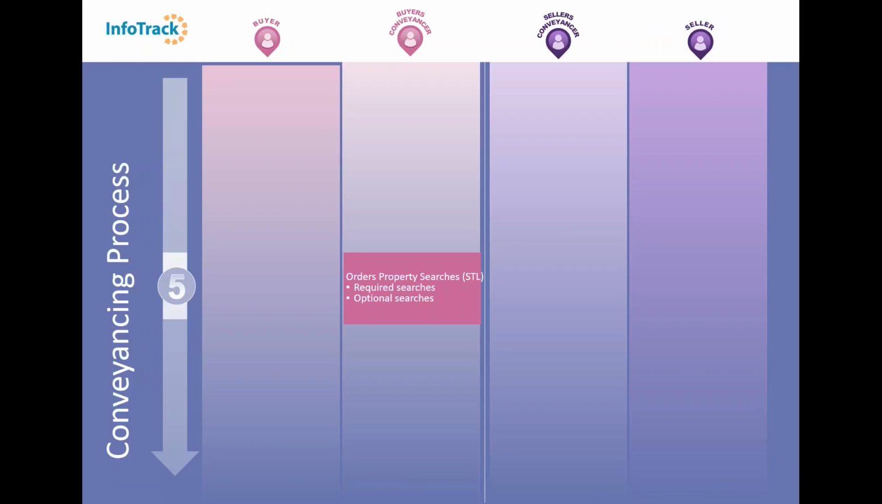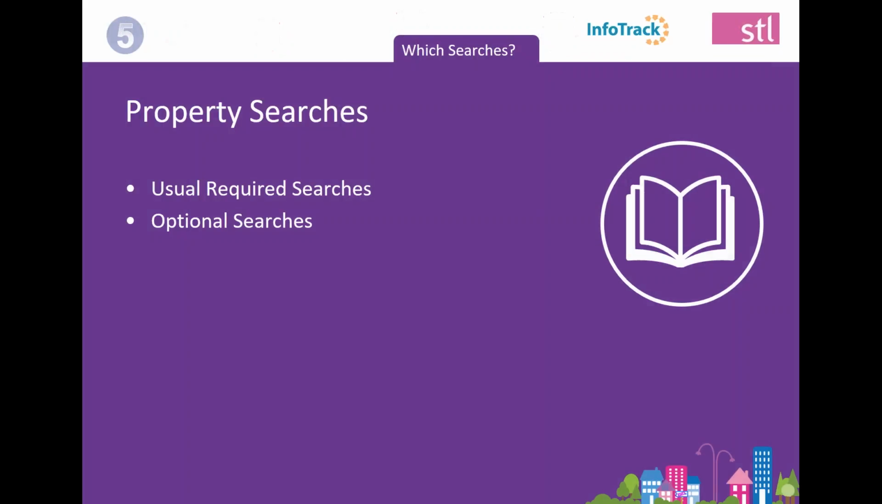What happens next in the process? Well, the buyer's conveyancer will then start ordering the property searches. So there's a number of different searches to order, the usual and required searches. For the lender client, that is about, as I've said, ensuring there's good and marketable title. For the buyer client, that's to do with their intended use and enjoyment of the property.